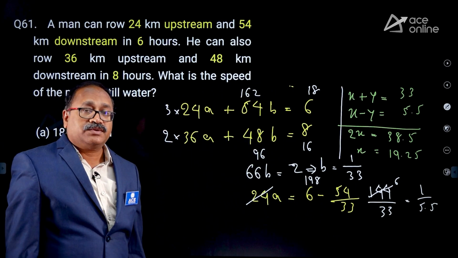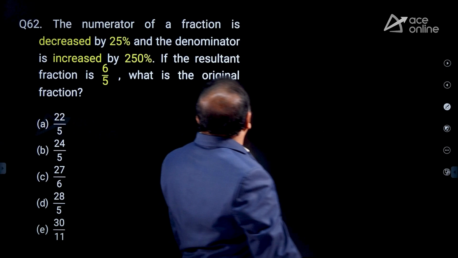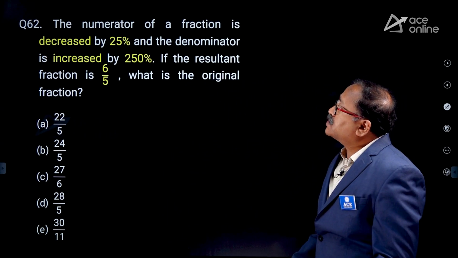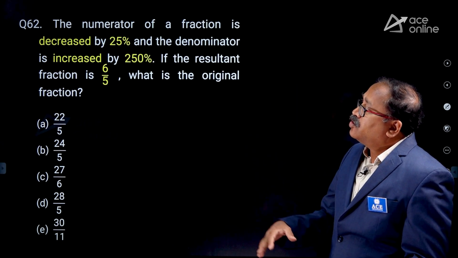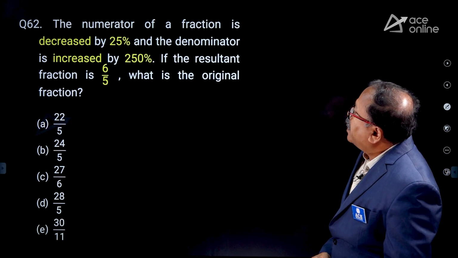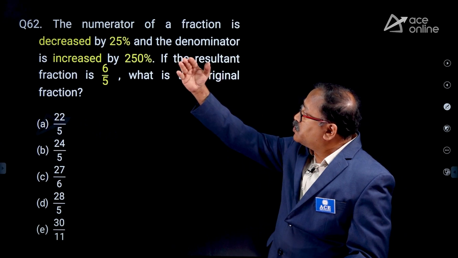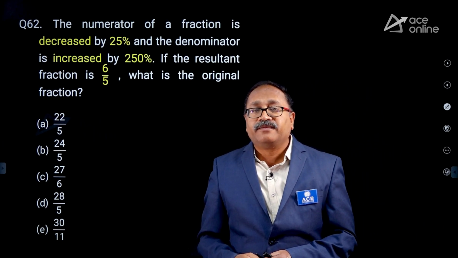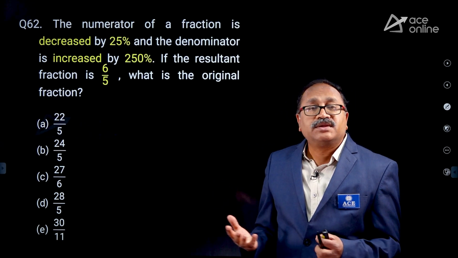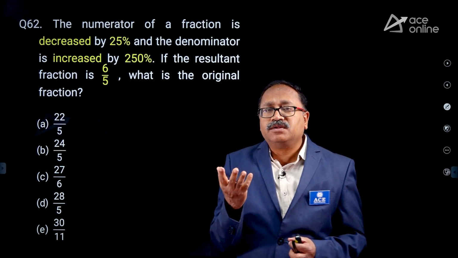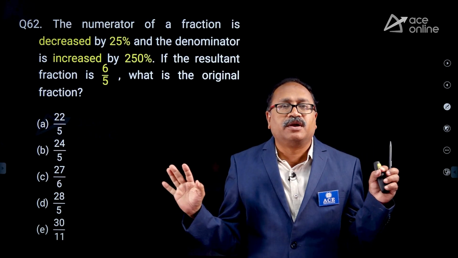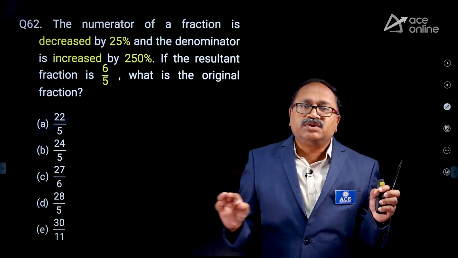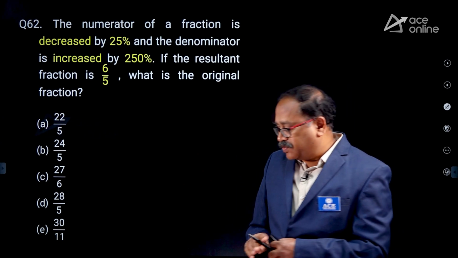Okay, moving to the next question. Here, question 62. The numerator of a fraction is decreased by 25%, and the denominator is increased by 250%, then the fraction becomes 6 by 5. What is the original fraction? Let's assume that these are again very stereotypic questions and very frequently come in the exam. We will assume that the original fraction is x by y.